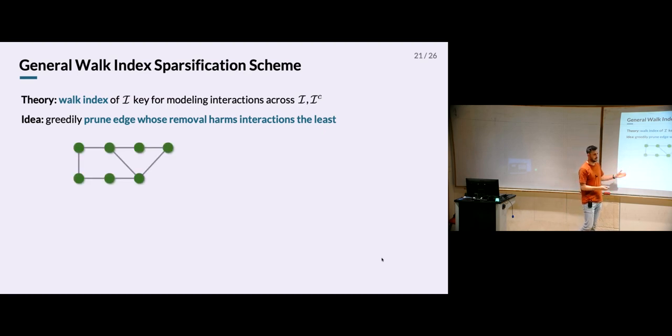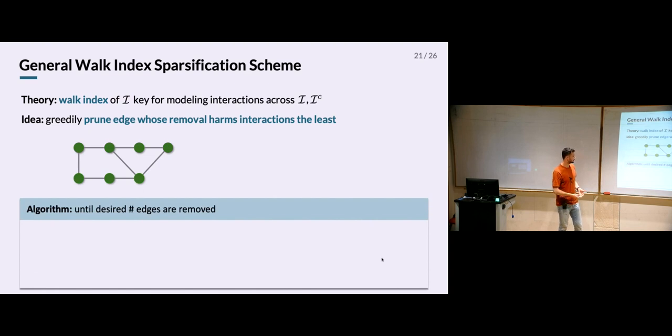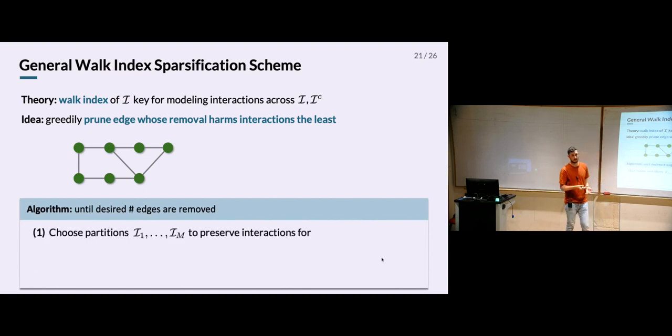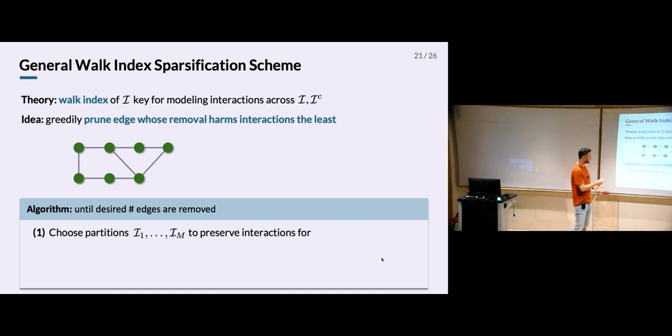So let's say we have some graph. Then the general scheme here is going to be in iterations, for each edge that we want to remove. First off, we need to decide which partitions are important for the task. This indeed requires some prior knowledge about the task at hand. And for the sake of example, let's say that we want to preserve the interaction between the left and right side and the top and bottom side. We have the two partitions.